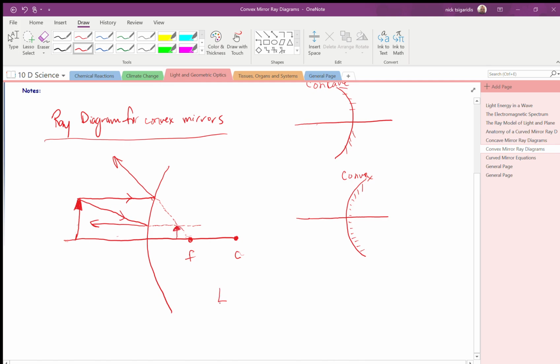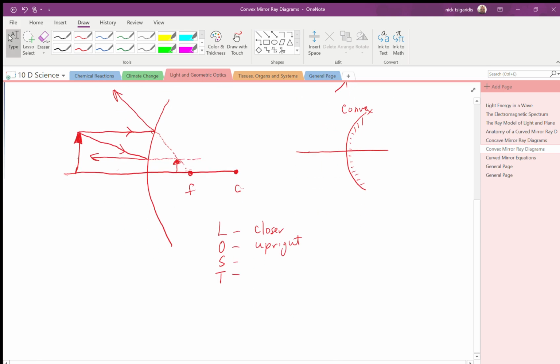So if we had to use that to describe our image using LOST, I would say that the location of my image is closer to my mirror than the object. Its orientation is upright, the same orientation as the object itself. The size, of course, is smaller. And the type of image: these are not real light rays that have produced this image. This image is produced by virtual light rays. So we have, in this case, a virtual image. My pen has seemed to stop working. And there we go, virtual image.